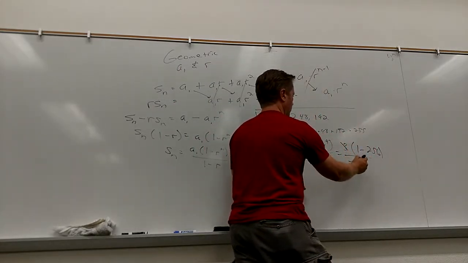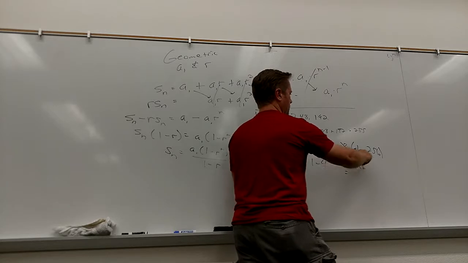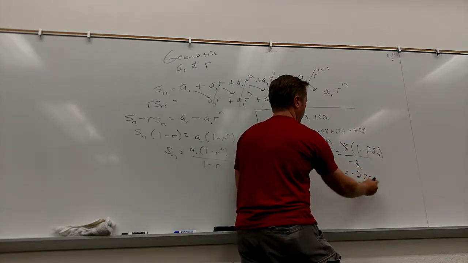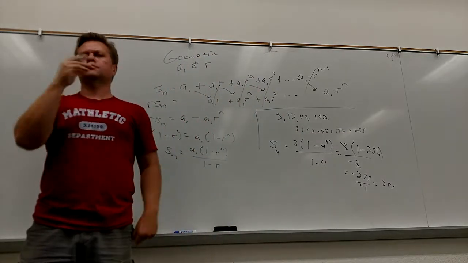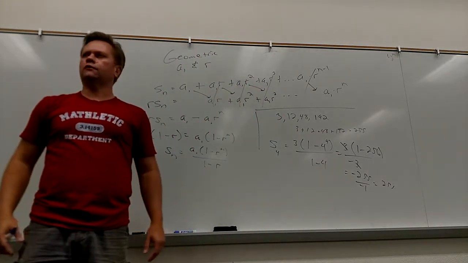We can double check it. 3 divided by negative 3 is negative 1. 1 minus 256 is negative 255. Divided by negative 1 is 255. I did the same thing. Of course I did, because that's what that formula does. We designed it to do that for us.